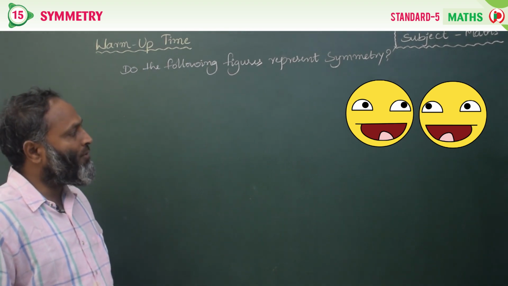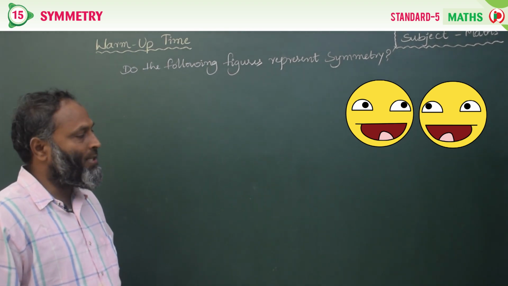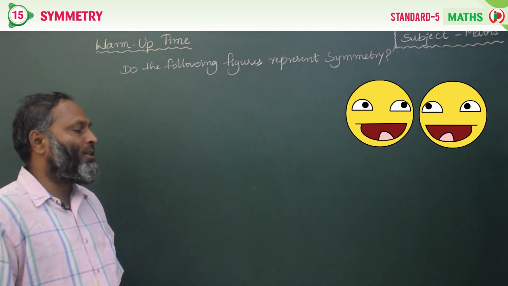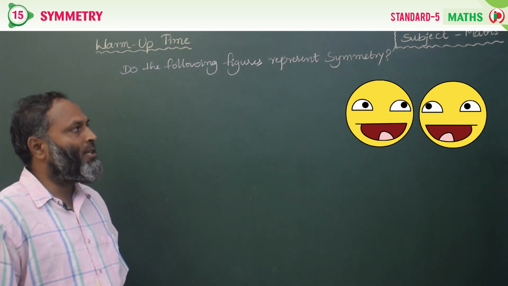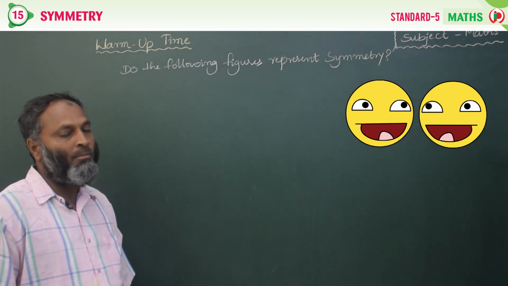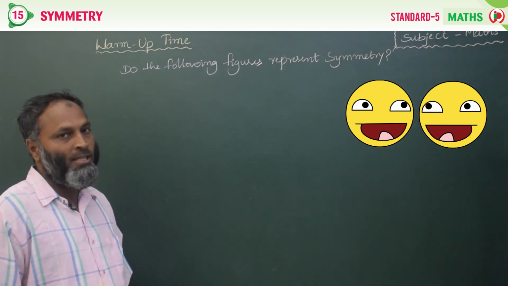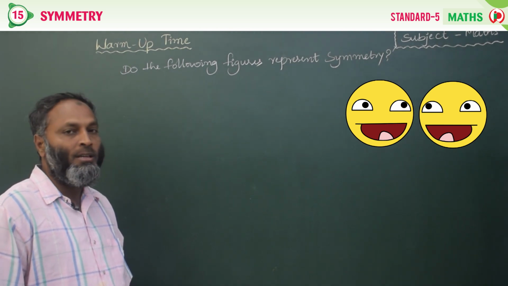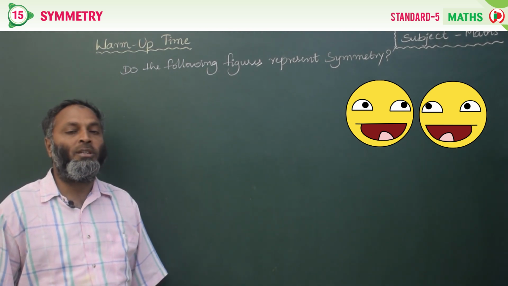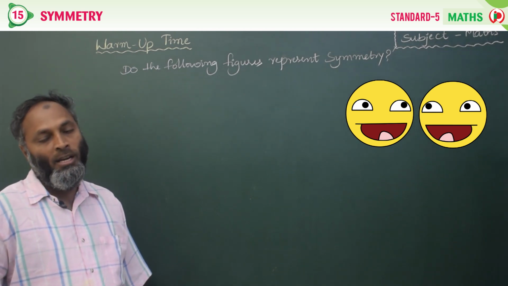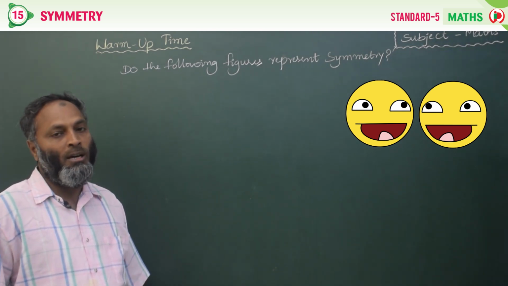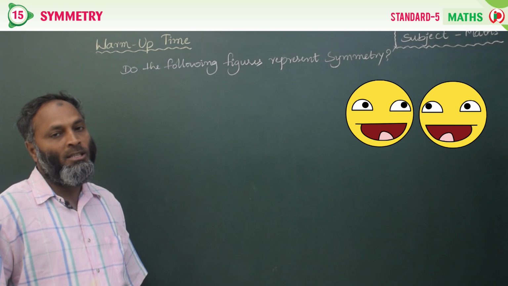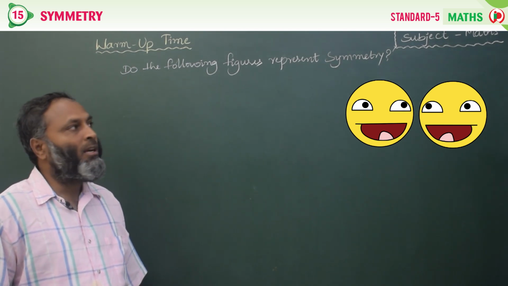If we observe the two smiling faces, we can say that they are symmetry. Why are they symmetry? They have the same shape and size. That is why we can say that both are symmetrical objects, symmetrical figures. The basic definition for symmetry is if objects or figures have the same shape and size, then we can say that they are symmetrical objects or figures.